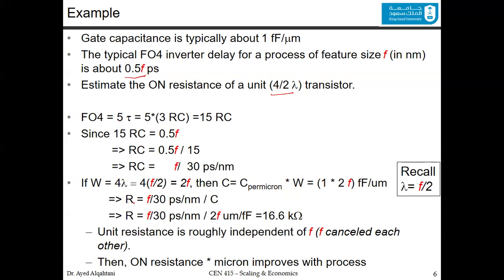Now the resistance. Since we have the capacitance now, we will just substitute the capacitance value. So it is F divided by 30 picosecond per nanometer divided by C. And now we divide by C. Notice now that we take out the F with the F. That's the important part here. The ending result of the resistance is 16.6 kilo. Here we're saying the unit resistance is roughly independent of F because it was cancelled. Then the on resistance times micron improves with the process. And that's the idea.